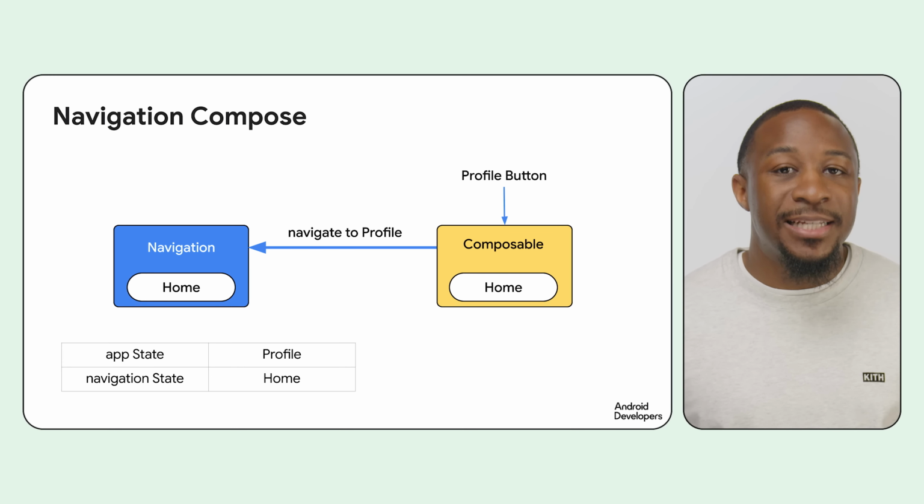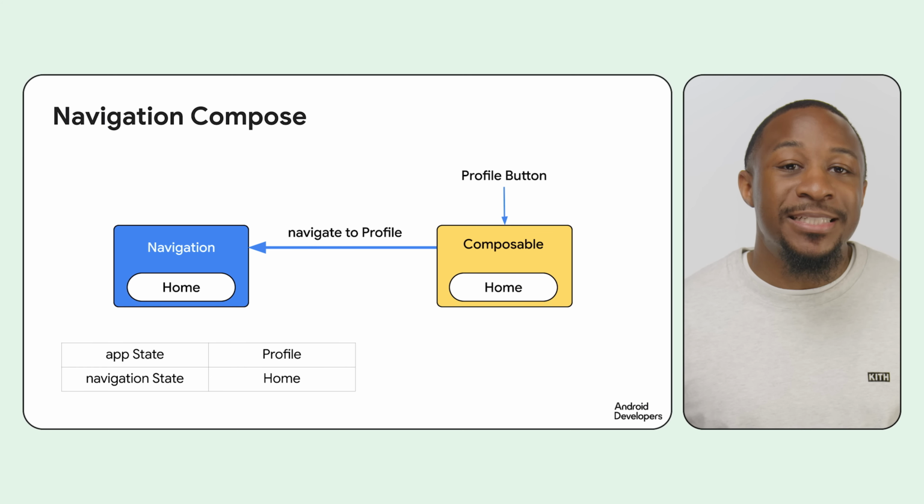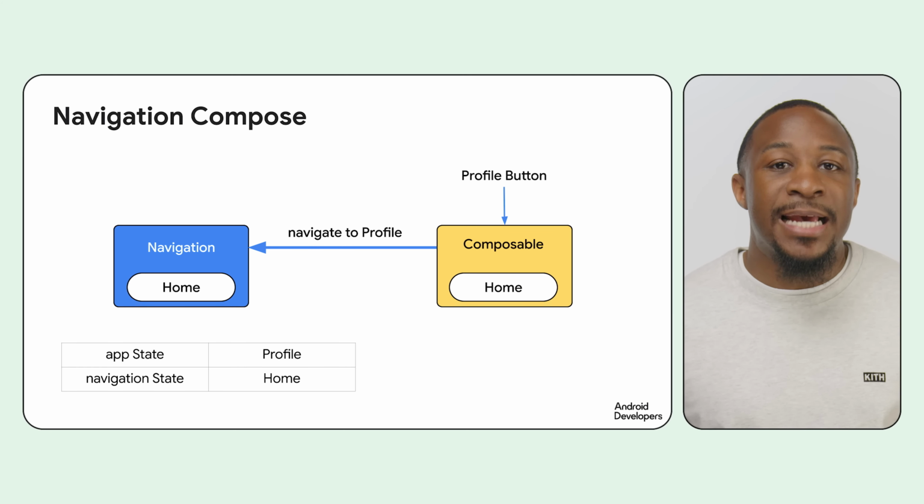Our states have already deviated. Our app state is profile and our navigation state is still home. What happens if the event fails or is interrupted by another event? This is concerning because we would need to make a judgment call about which is the correct state. To handle these cases, we need well-defined parameters of interaction to ensure we can maintain expected results.